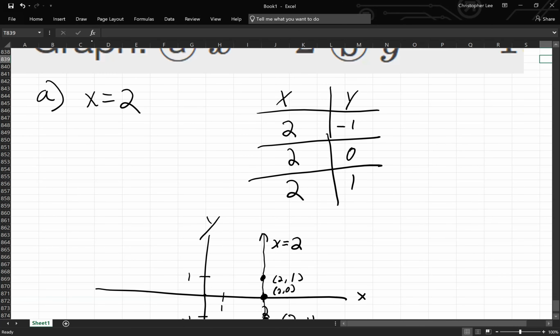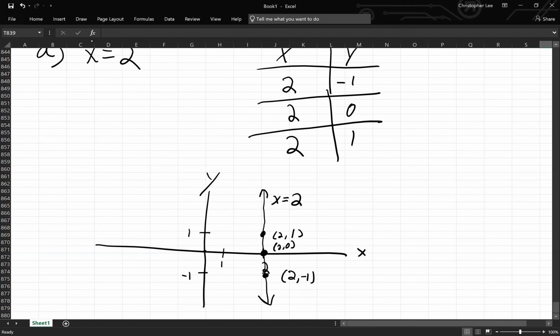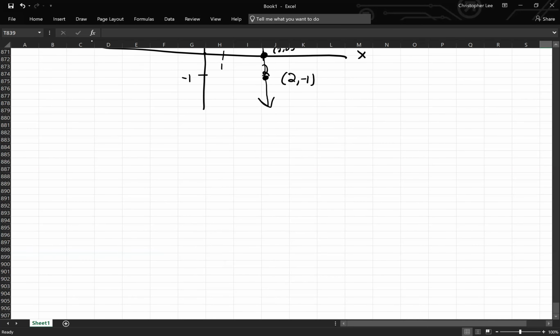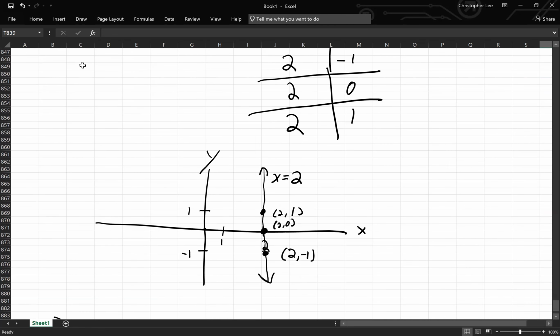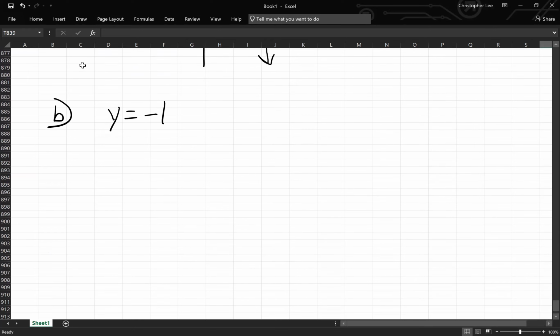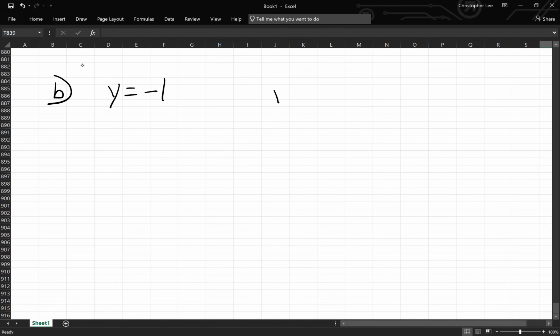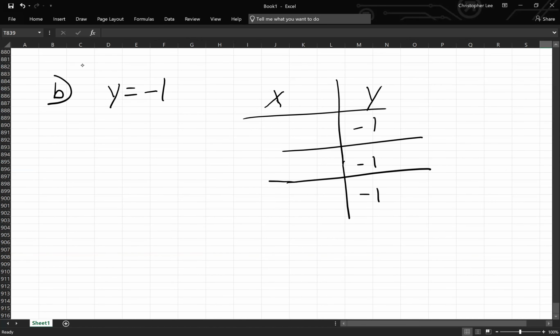So let's try B. Y is equal to -1. For B, I have Y is equal to -1. Let me verify that. Yep, Y is equal to -1, okay? Same game. I'm gonna make a table of values, just like so. You already know Y is -1, -1, -1. And then just make up some X values for me.